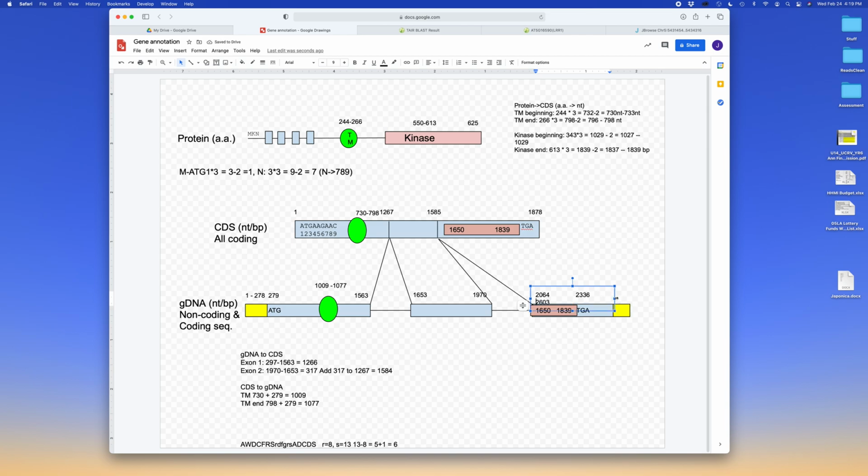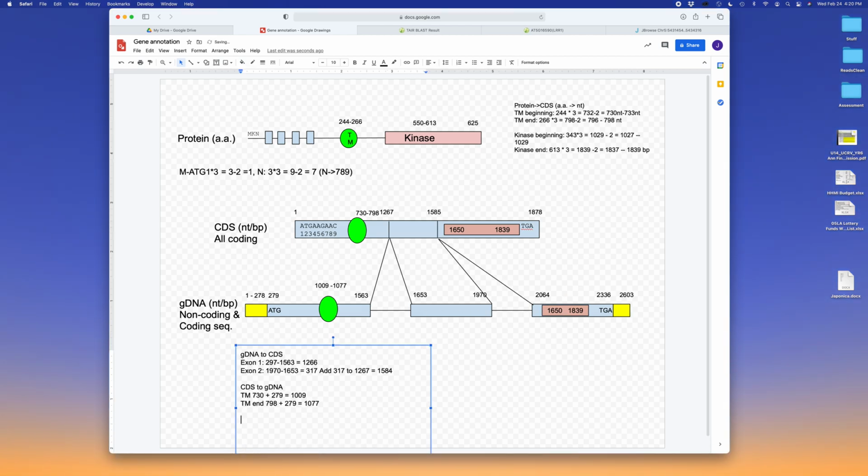I'm just giving myself some more room. Now, there we go. So now we've got to calculate the start and stop of this, but we've got to include the introns. So we need to calculate the length of intron 1, which is equal to, here, 1652. That's 1653 is the start of the exon, so the end of the intron is 1652.